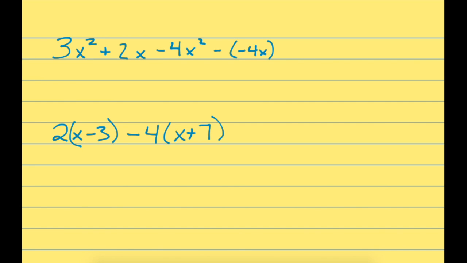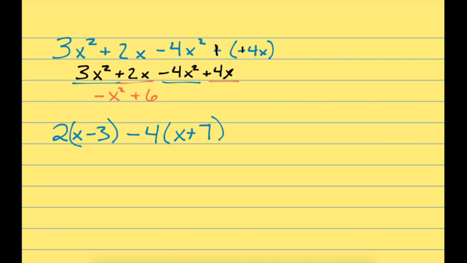Okay, so in the first one, we need to simplify that minus a negative 4x. And those negatives cancel each other out. So our like terms are the 2x and the 4x, and the negative 4x squared and the 3x squared. Those are the ones with not only matching variables, but with the exponents matching. So when we combine the x squareds, 3 plus negative 4 is negative 1. But again, we don't need to write the 1, we just put the negative x squared. And 2x and 4x is 6x.